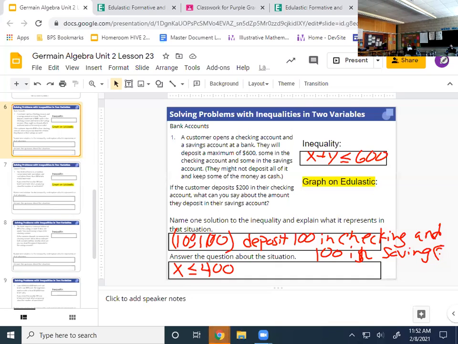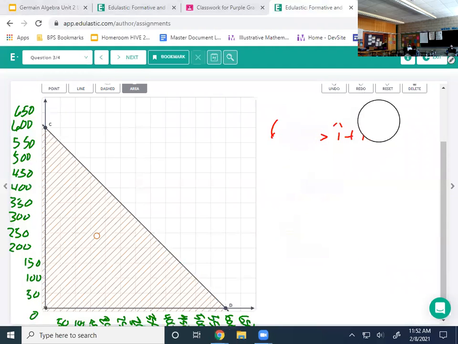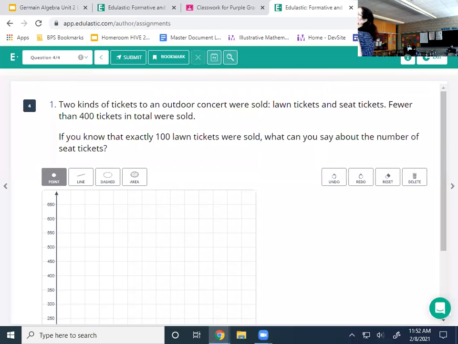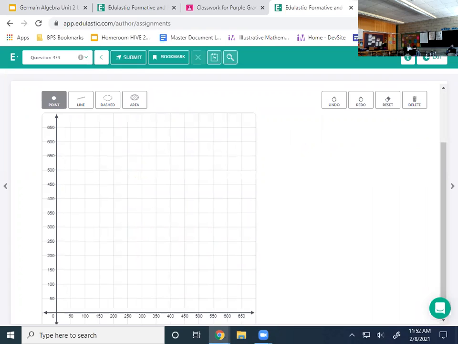Okay, let's look at the next one. I'm going to go back to Elastic. Next, here we go. Now we're talking about 2 kinds of tickets for the concert that were sold. Lawn tickets and seat tickets. Fewer than 400 were sold in total. So what was the inequality that you created that went with this story?